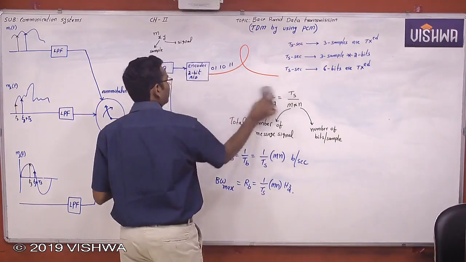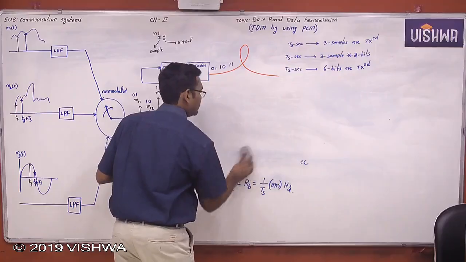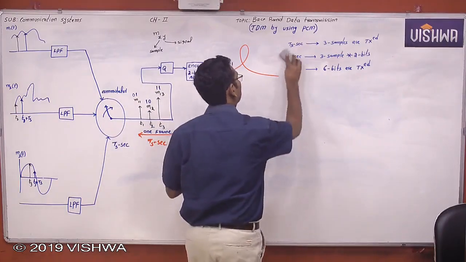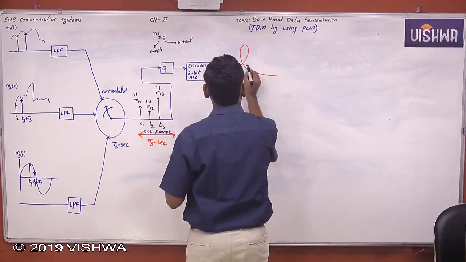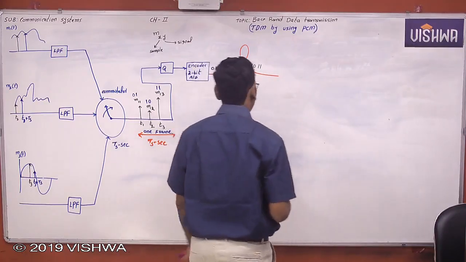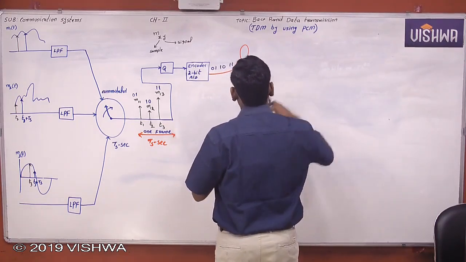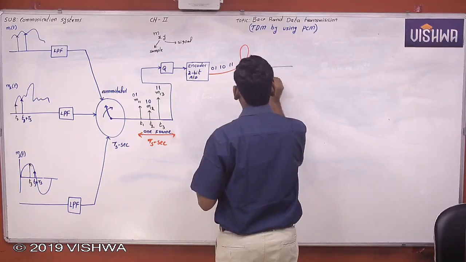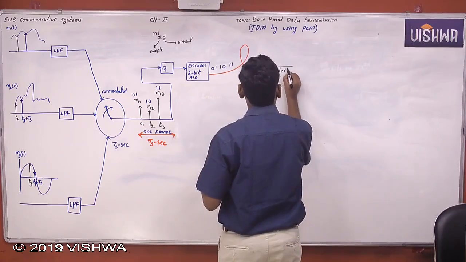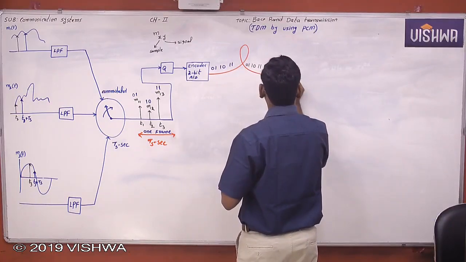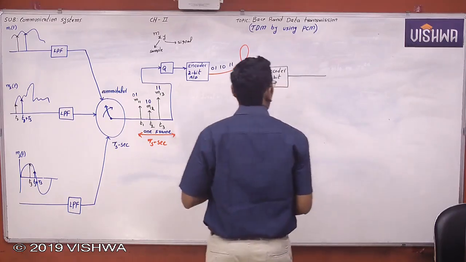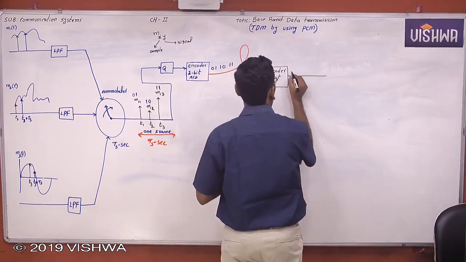Now the remaining thing is the same. Now see here. This is the binary data. Now this is the decoder, an n bit D to A converter. The output of the decoder is a quantized sample value, right? The output of the decoder is a quantized sample value.